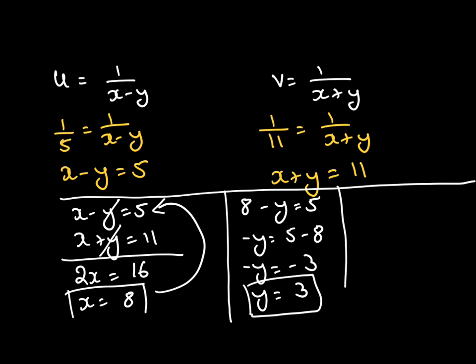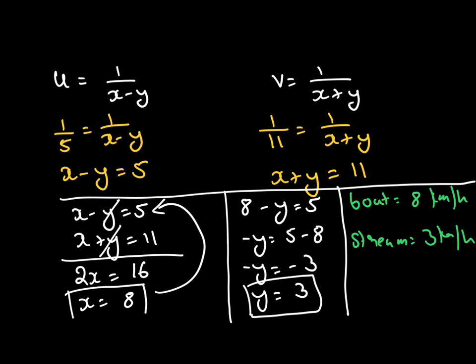So what do we conclude? That the speed of the boat is 8 kilometers per hour and the speed of the stream is 3 kilometers per hour. A pretty lengthy problem, but the process is similar. Everything we have learned earlier has been applied in this problem, except for the distance formula that was introduced over here.